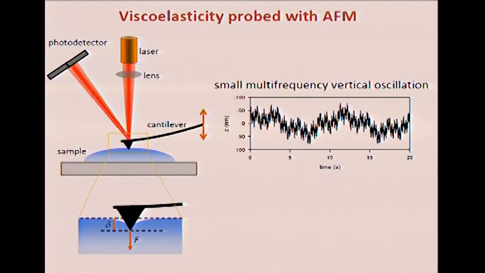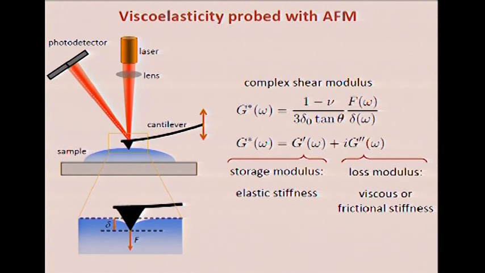We move a metallic cantilever following an oscillatory stimulus, and we probe our sample with the tip of that cantilever. We measure both the indentation and the force applied to the sample. And with that, we can compute the complex shear modulus, which quantifies both the elastic stiffness and the viscous or frictional stiffness.